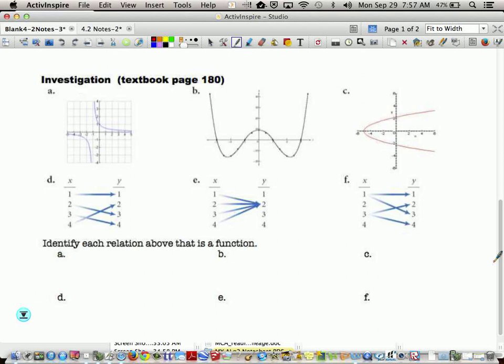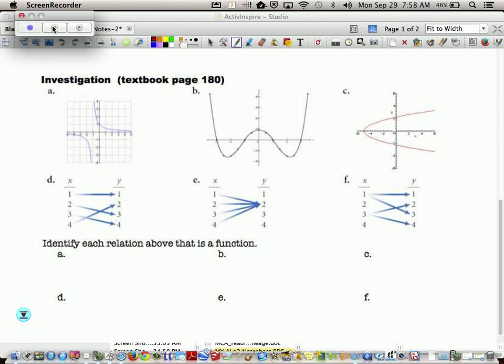So investigation, textbook page 180. We have a bunch of different situations up here. Think in terms of inputs and outputs. For every input, there can only be one output. So try to figure out these 6 situations. What this is talking about over here, if you're confused, you could plot these points. You could plot the points just on a quick sketch and see if it's a function or not. So do that with somebody sitting near you. Just answer yes or no.